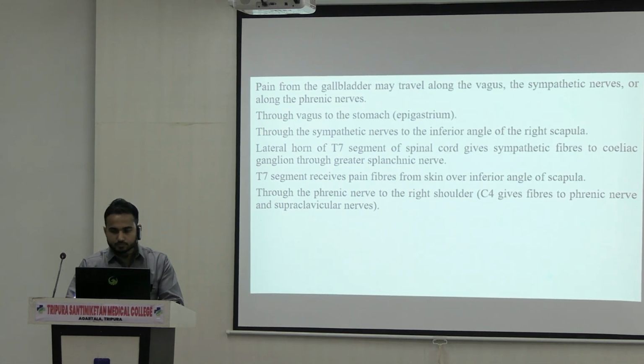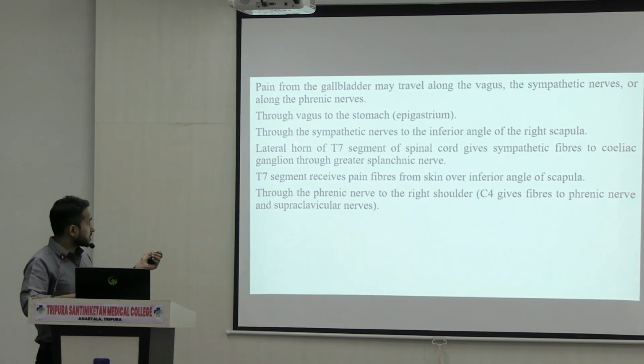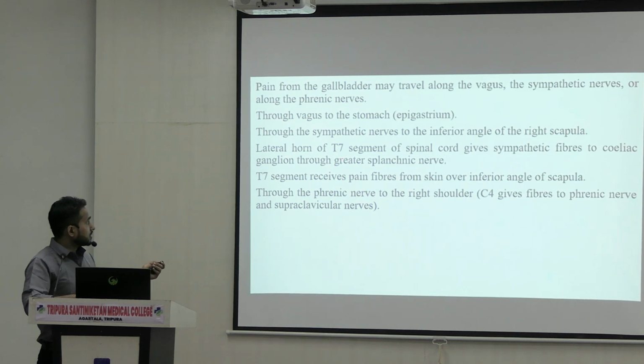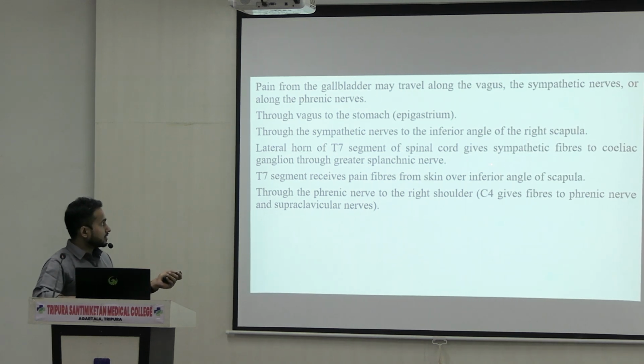Next, T7 segments receive pain. Now there is a relation, because you have to understand the lateral horn of the T7 segments of the spinal cord gives sympathetic fibers to the celiac ganglion through the greater splanchnic nerve.